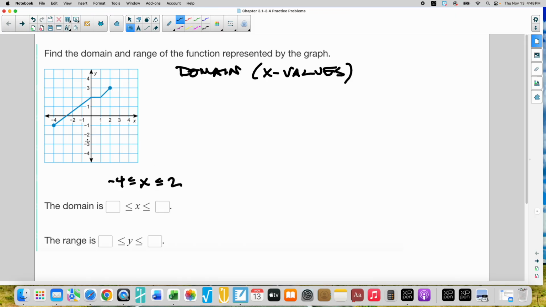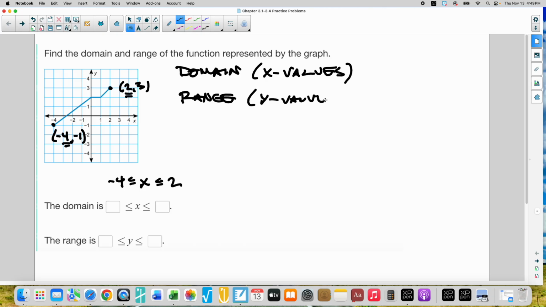Why do I have these equal signs? Because this is a solution. This is a point, -4, comma, -1. So that is a solution, so we're going to include it, as is this point, which is 2, comma, 3. So we want x values between -4 and 2. That's on the x-axis. When we talk about the range, we talk about the y values.